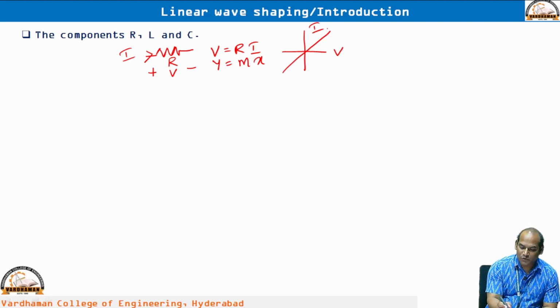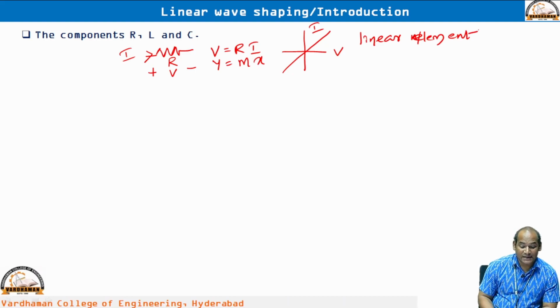Because it is a straight line passing through the origin, the voltage and current characteristics of the resistor follow a linear relationship. That's why the resistor is a linear element. This is the conclusion we can give here. Resistor is a linear element, and a resistor cannot store energy. A resistor dissipates power in the form of heat. These are the fundamental points we should know.